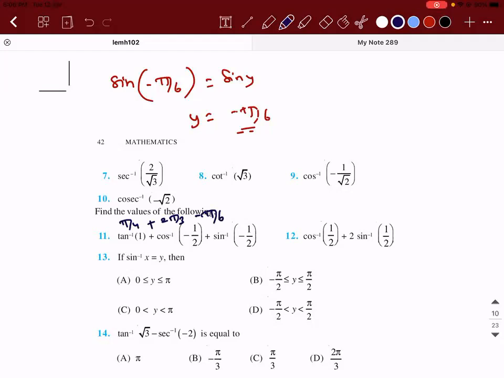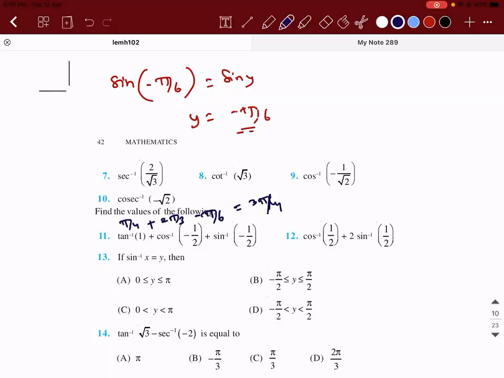So pi by 4 plus 2 pi by 3 minus pi by 6. Take LCM, solve it and tell me the answer. Faster. Do it fast. So both of you got the same answer and trusting it. 3 pi by 4. Okay. What about the next one?